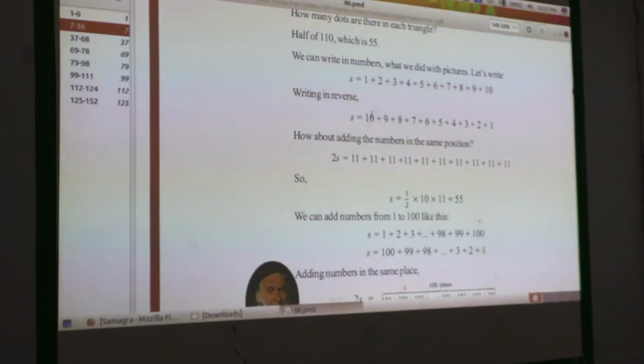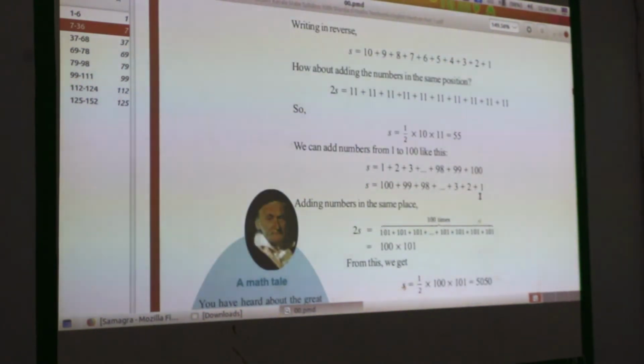plus 10. Then if we find the sum of these two equations, S is equal to 1 plus 2 etc. up to 10, and here S is equal to 10 plus 9 plus etc. Then 2S is equal to 10 times, we add this 11. That is, 2S is equal to 10 into 11, so S is equal to 10 into 11 by 2, which is 55. That is, the number of dots on this triangle is 10 into 11 by 2, which is 55.